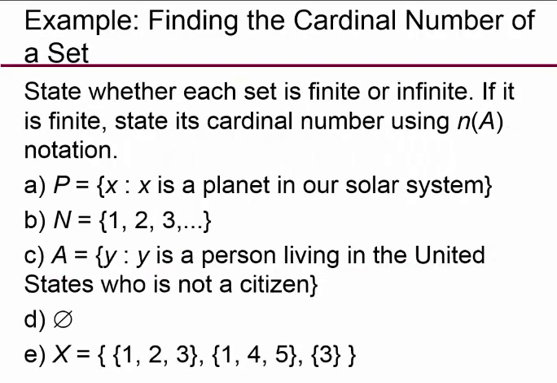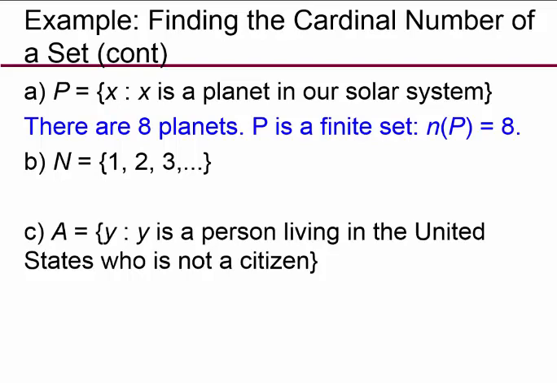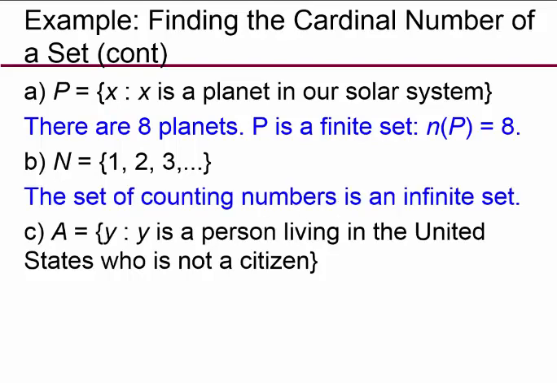So state whether each set is finite or infinite. If it's finite, state its cardinal number using the symbols. And so set P, the set of all X such that X is a planet in our solar system. Set N, set A, the empty set, and then set X. So the cardinal number for P is 8. The cardinal number for N, the set of counting numbers, so this is an infinite set.